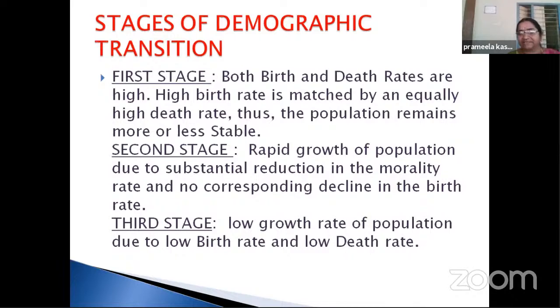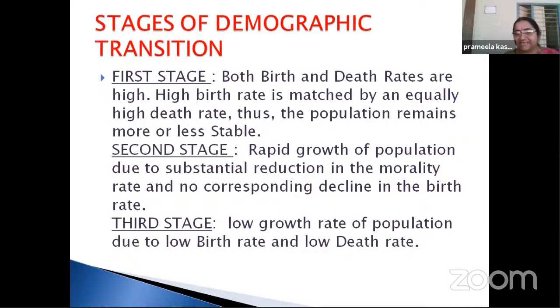Next is the third stage. In the third stage, we can find a low growth rate of population due to low birth rate and low death rates. When development takes place, the government provides better medical and aid facilities to the people. Development also brings urbanization, and due to the increasing population in towns and cities, education facilities increase. So the standard of living increases and the attitude towards family size also changes. When women are educated and employed, bringing up children becomes a challenge, and they want to maintain a certain standard for their family. Because of all these reasons, they try to control the birth rate.